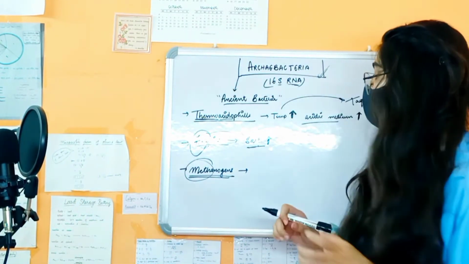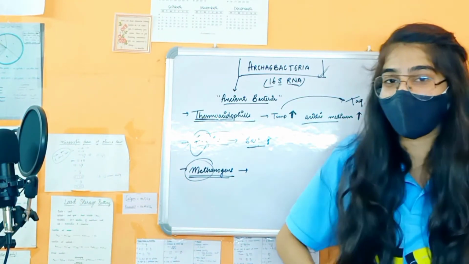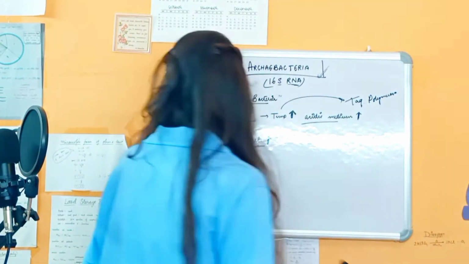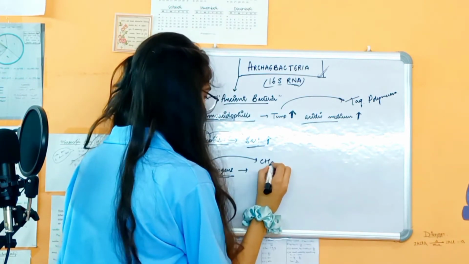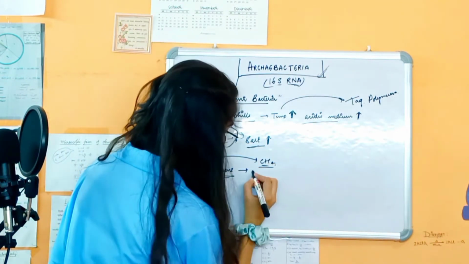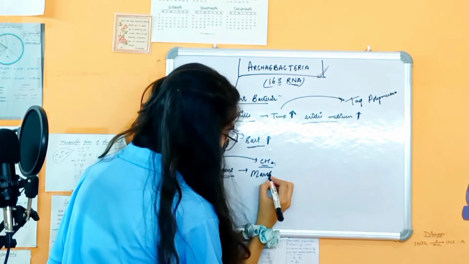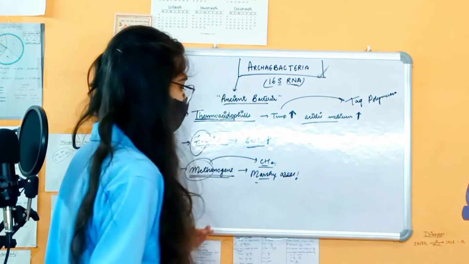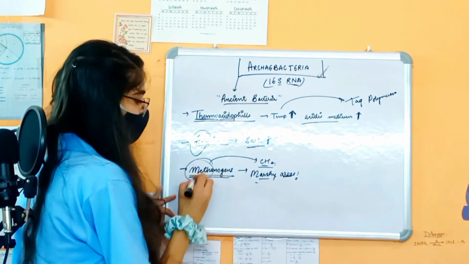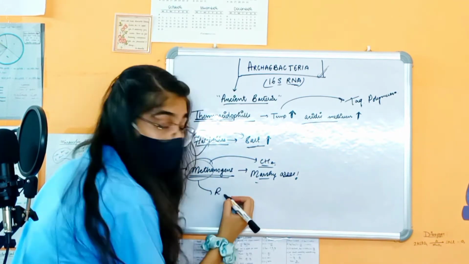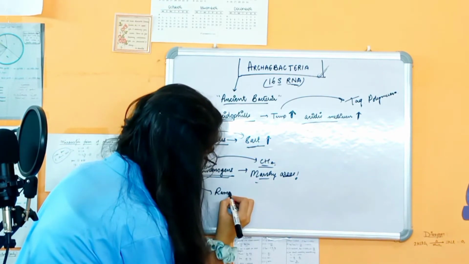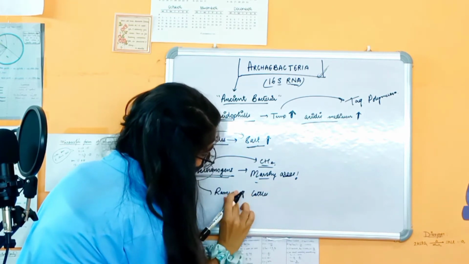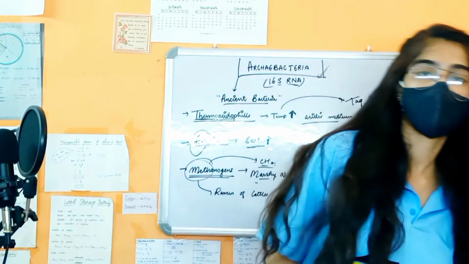Methane, CH4, is produced in the rumen of cattle. It is natural gas, or we can say biogas. These archaebacteria are present in marshy areas. We all know what marshy areas are, so no big deal. They are present in marshy areas or the rumen of cattle, where CH4 is produced. So this was all about archaebacteria.